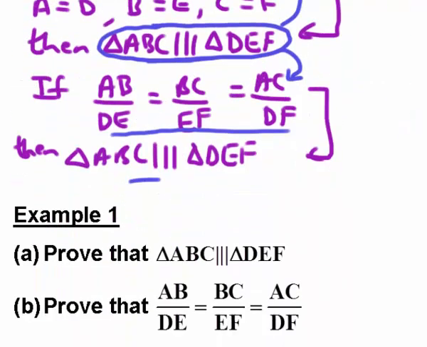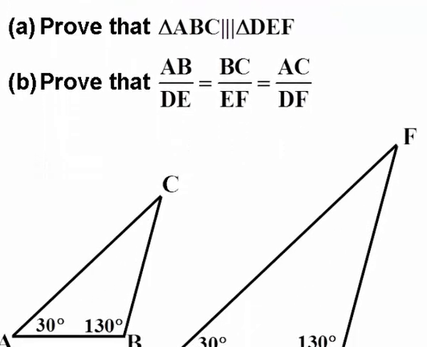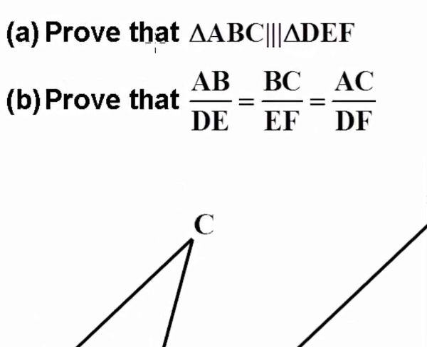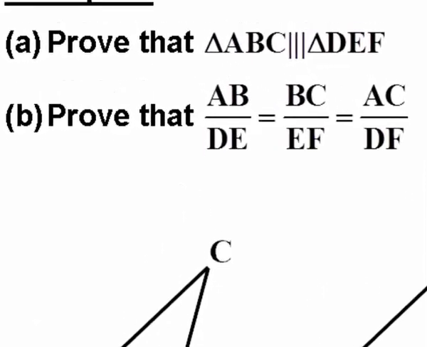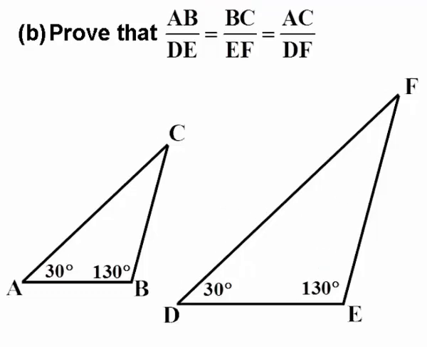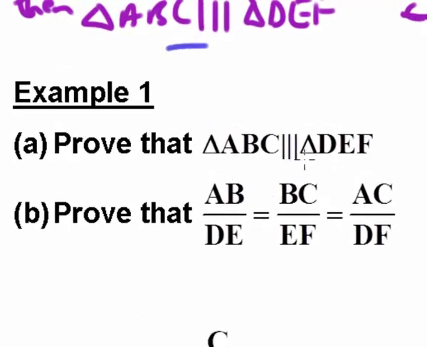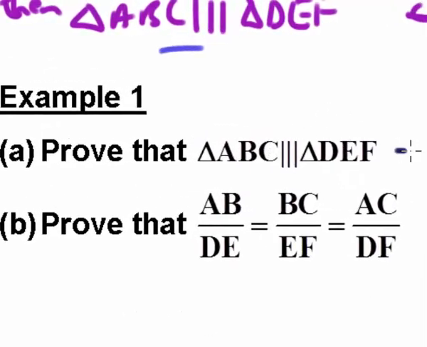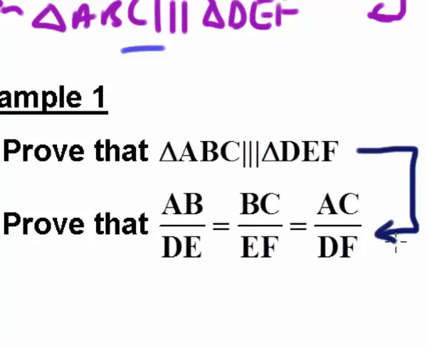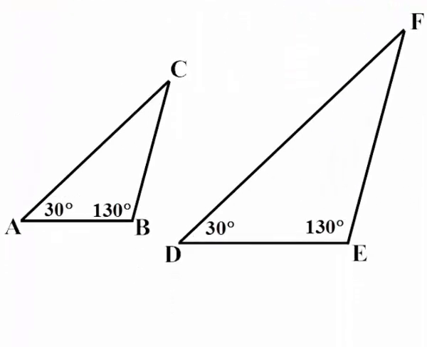Okay, let's look at an example where we put this all together now. Have a look at this. We've got to prove that triangle ABC is similar to DEF, and you'll notice that we're given some angles here. Also, after we've proved similarity, we then want to jump to the fact that the corresponding sides are in the same proportion. So to do that, let's work with angles. We've got to prove that the triangles are equiangular.